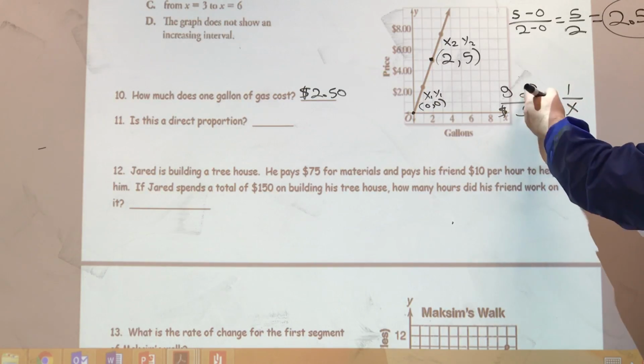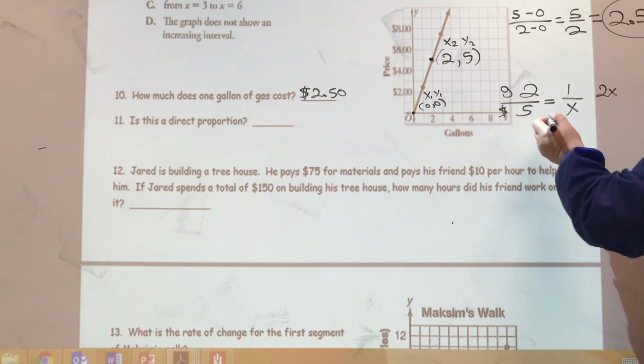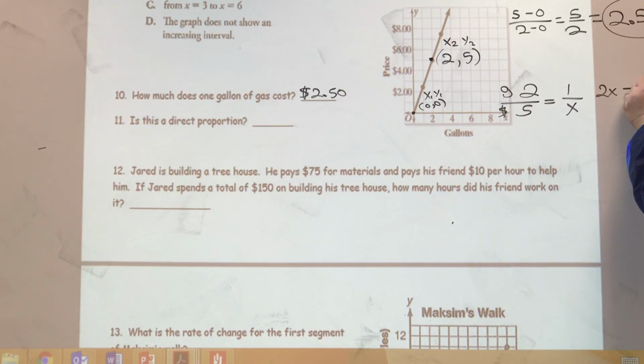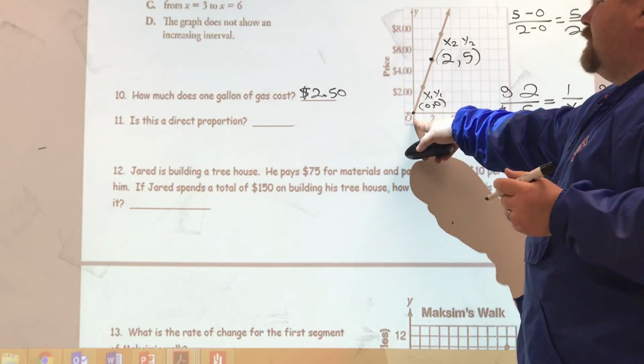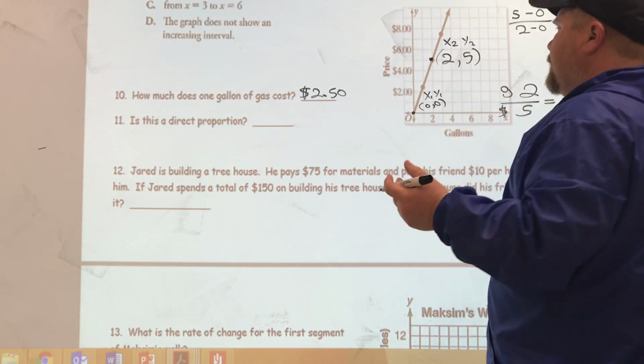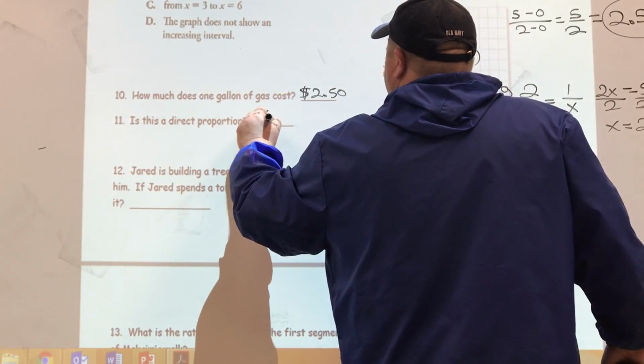Gallons, price. 2 times x is 2x. 5 times 1 is 5. All right, we would divide by 2 to solve this, and x would equal 2.5. So 2 different ways to solve this, proportional or using slope. Is this a direct proportion? Yes, it is. It does start at the origin. It is a linear function, so yes.